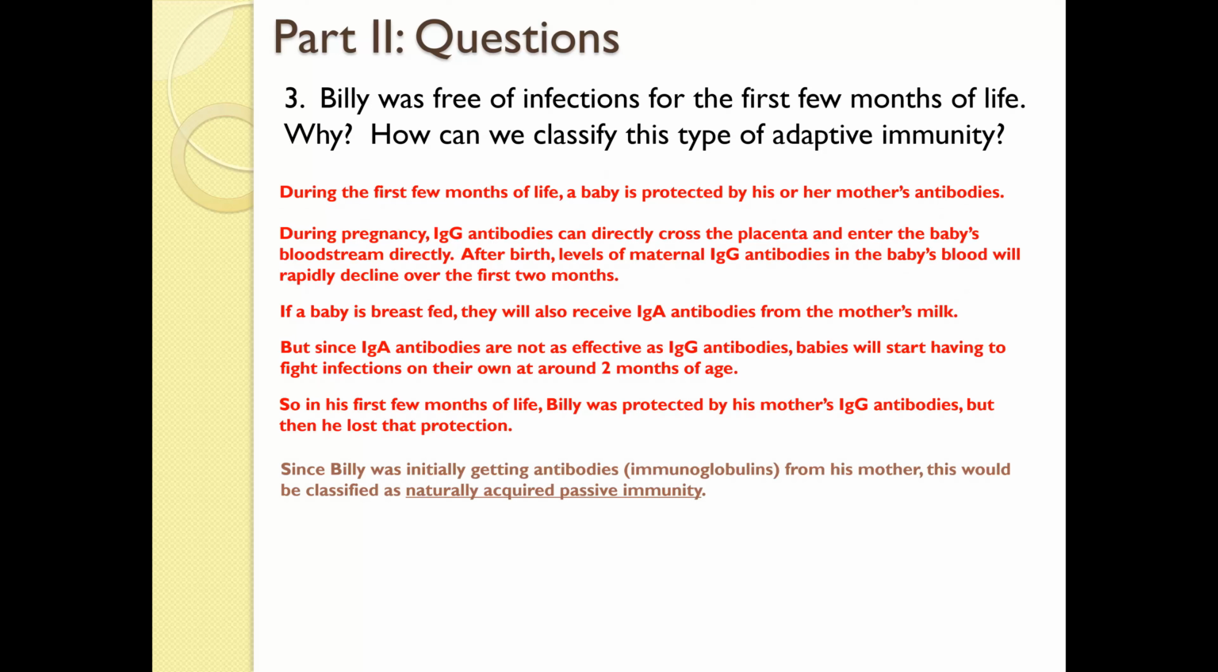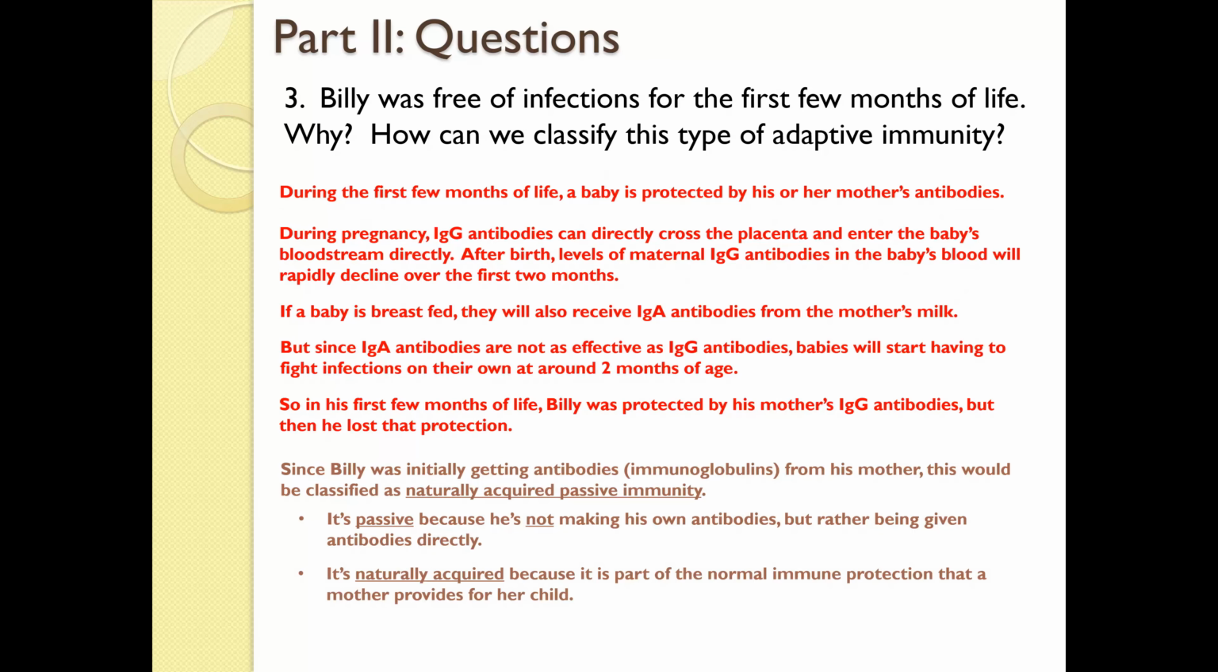Since Billy was initially getting antibodies or immunoglobulins from his mother, this would be classified as naturally acquired passive immunity. It's passive because, again, he's not making his own antibodies, but rather being given antibodies directly. And in this case, it's naturally acquired because it is part of the normal immune protection that a mother provides for her child.